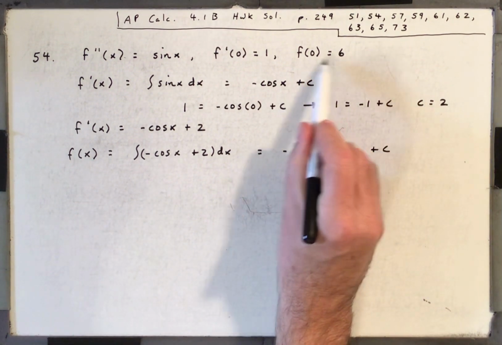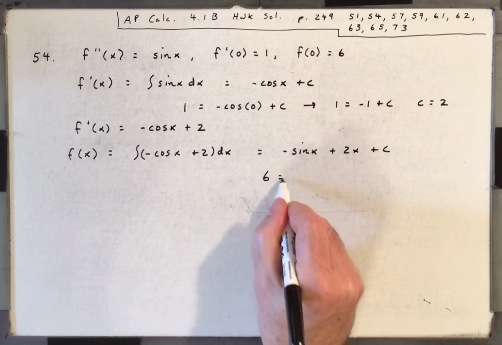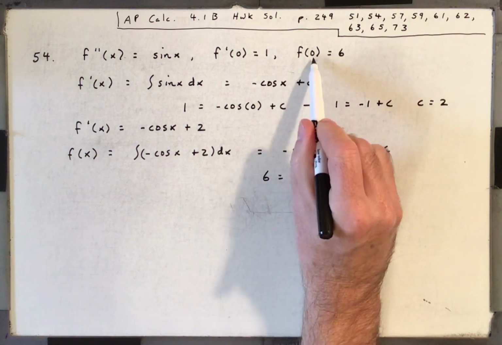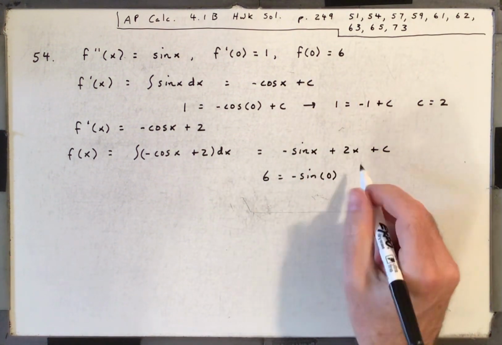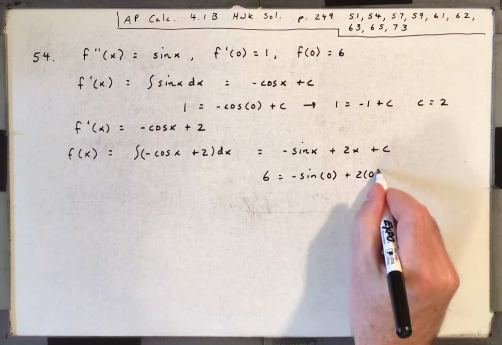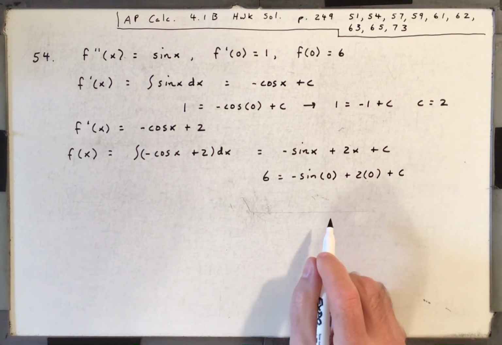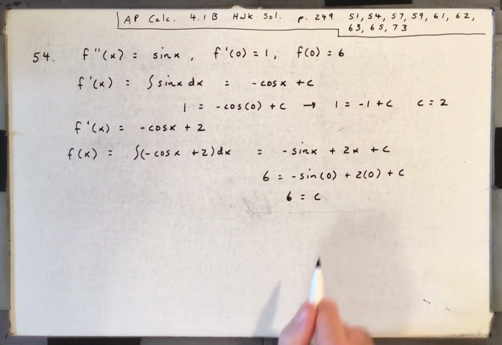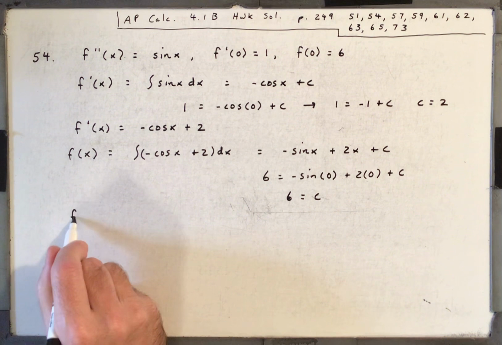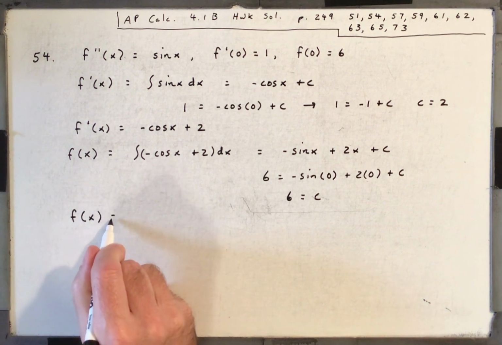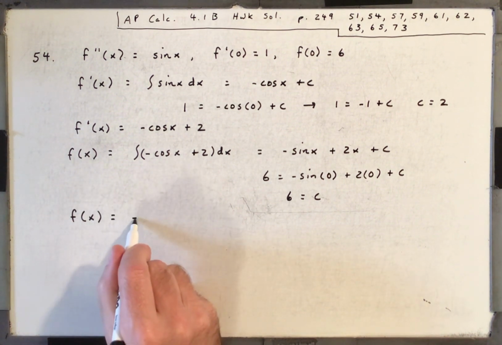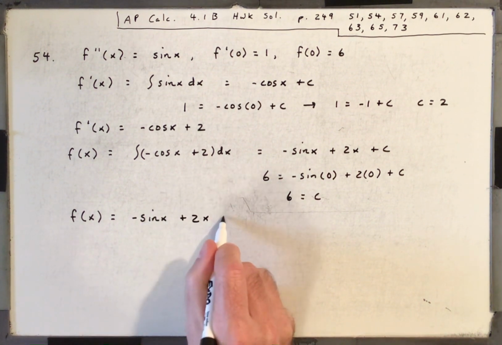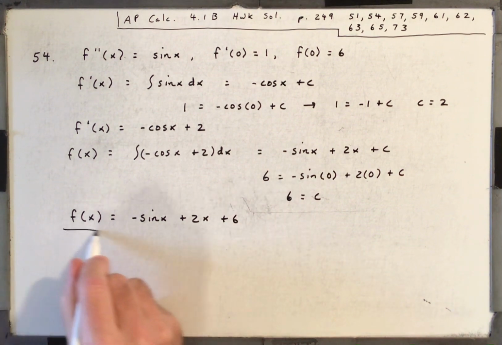Now I have this information I can plug in. We'll have 6 is equal to negative sine of 0. Remember, that's x, that's y. Negative sine of 0 plus 2 times 0 plus c. Sine of 0 is 0, 2 times 0 is 0, so 6 is equal to c. So our final answer, we've solved the differential equation. f of x is equal to minus sine x plus 2x plus 6.